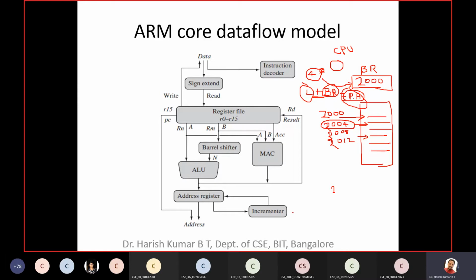Once the address is generated, based on that physical address, you can go for accessing the next memory location by auto incrementing and auto decrementing the value which is there inside the address register. So this is the complete data flow model of the ARM core. Hope you understood.